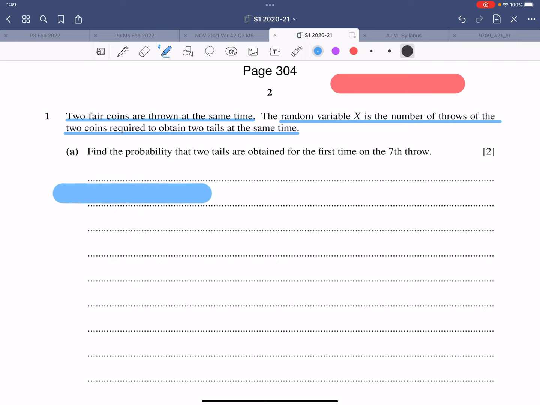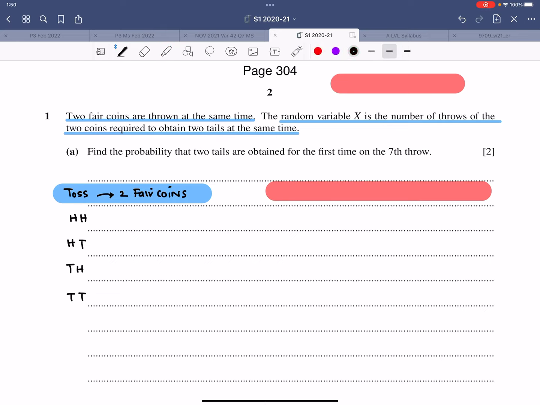When you are tossing two fair coins, there are four possibilities. Since it's a fair coin: head head, head tail, tail head, tail tail. All the probabilities are 1/4 each. So my focus is on getting two tails. Two tails is success, and the probability of this success is 1/4. Now it could be a question of binomial or geometric.